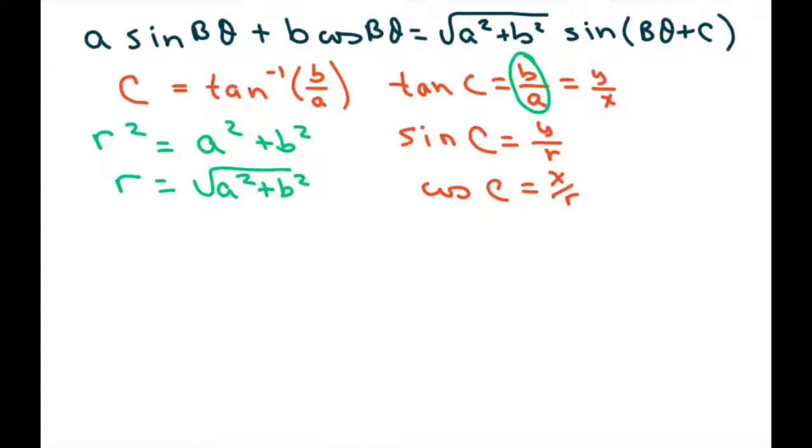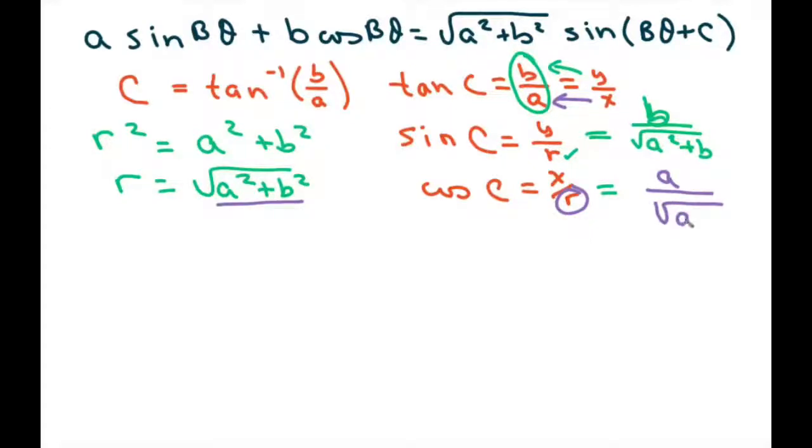Alright, so now we know that in our case, our sine of C equals our Y, which is B, divided by our R, which is the square root of A squared plus B squared. And our cosine is our X. Our X in this case is A, divided by your radius. Our radius is the square root of A squared plus B squared.